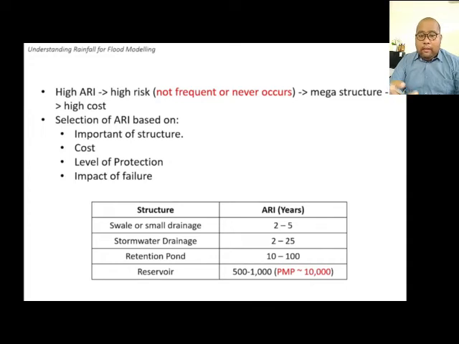So that's the swale. So most of the time for the swale or small drainage, we design 2 until 5 years. For the stormwater drainage, okay, you design 2 until 25 years. Okay, 25 years. And then sometimes for the monsoon drain, kan monsoon drain kalau you tengok dekat tepi-tepi jalan yang longkang yang besar-besar tu, okay, kadang-kadang dia orang design up to 50 years, and then ada case sampai 100 years ARI pun ada.